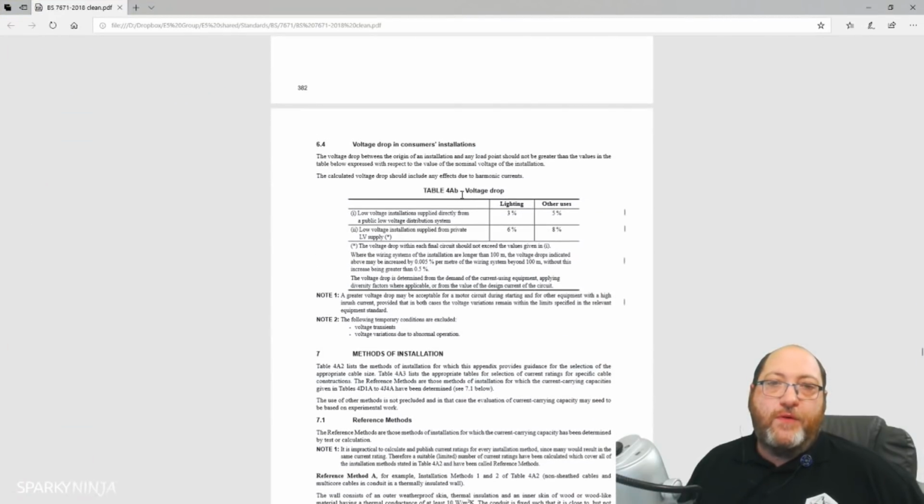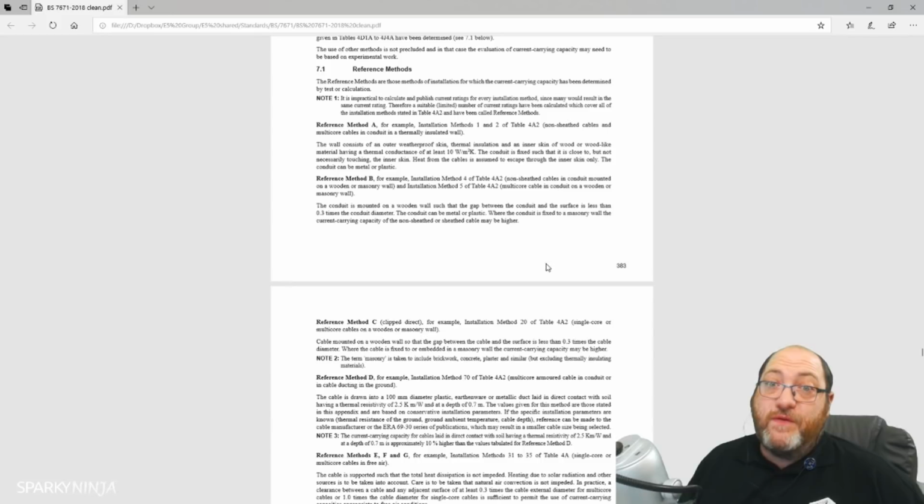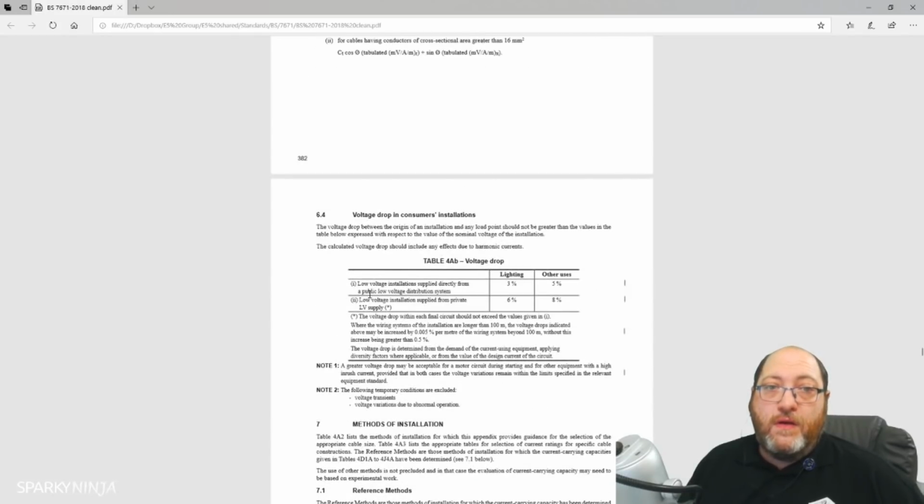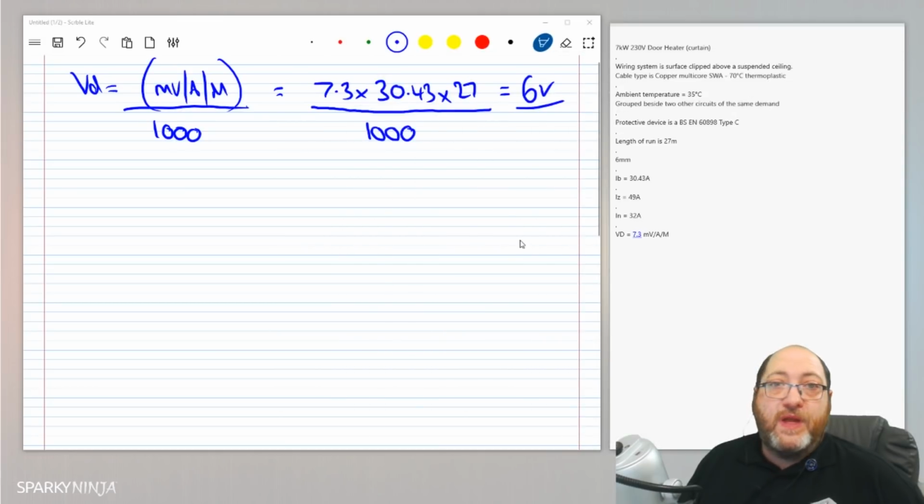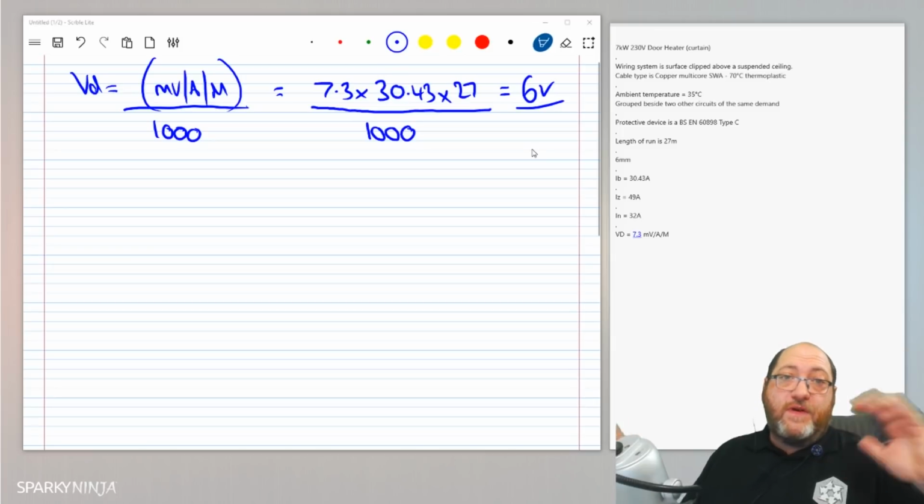Yeah, 6.4 within Appendix 4. Familiarity with Appendix 4 is very, very helpful, okay? So, low voltage from a public supply, other use, it's 5%. 5% of 230, well, 10% of 230 is 23, so half of that is 5%, half of 23 is 11.5. So, yeah, 6.4, 6 volts is fine.